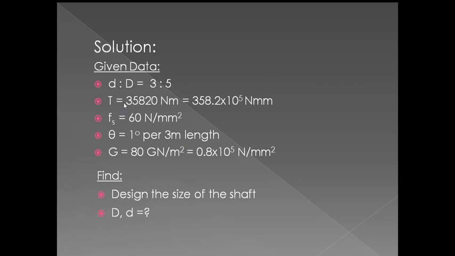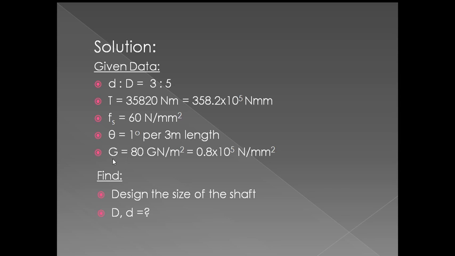Torque is already given, that is 35,820 Newton meter. This has to be converted into Newton mm, so 358.2 into 10 to the power of 5 Newton mm. Shear stress equal to 60 Newton per mm square. And theta is 1 degree per 3 meter length, so theta is pi by 180 and the length of the shaft is 3 meter.